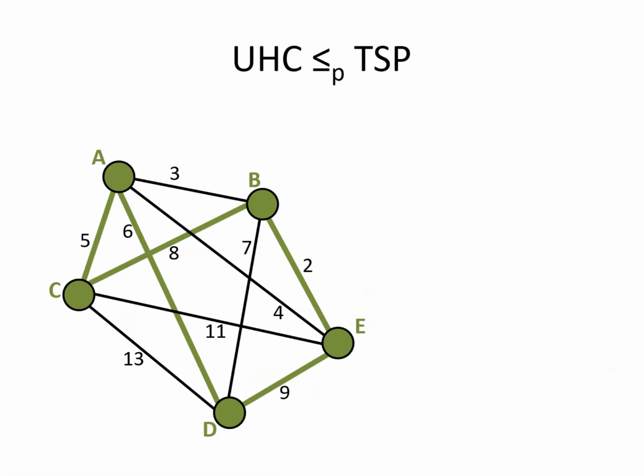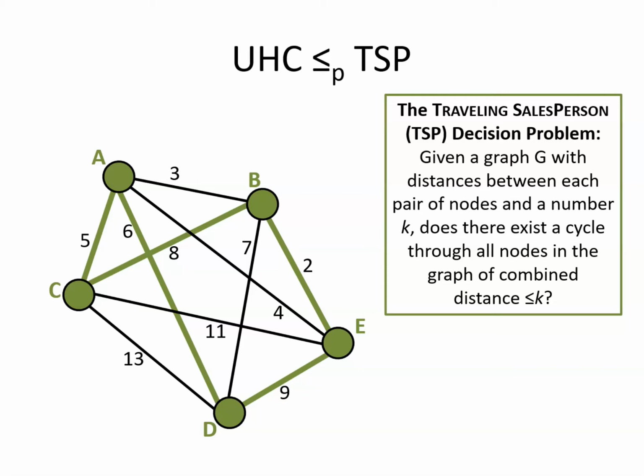Lastly, I owe you a reduction from earlier, from undirected Hamiltonian cycle to the traveling salesman problem. To remind you, the traveling salesman problem, stated as a decision problem, has some graph G and a number K. This K is the target for the maximum distance that our tour of all of these different vertices in our graph is allowed to have.